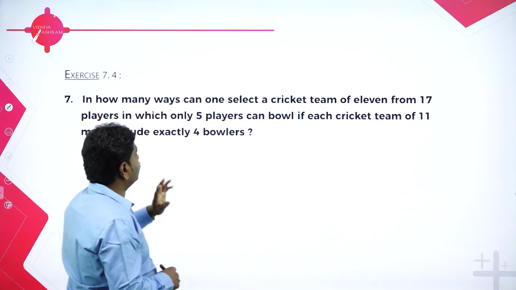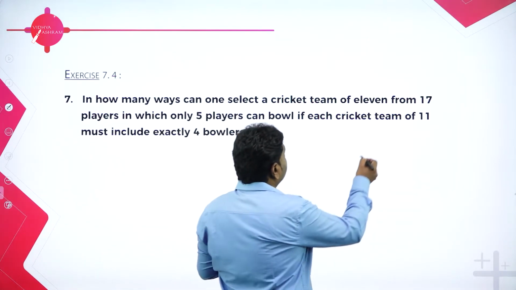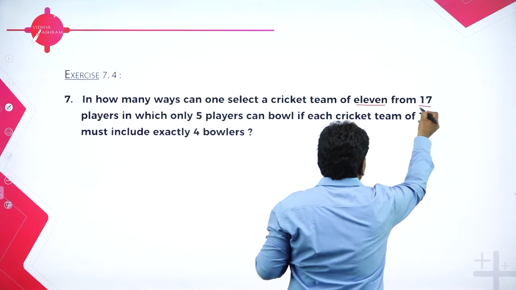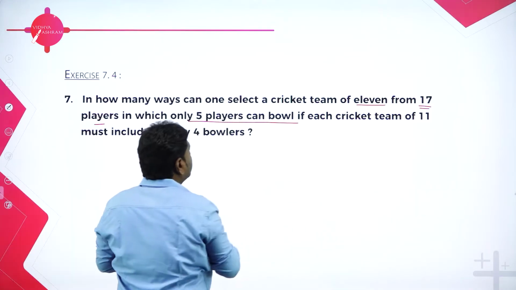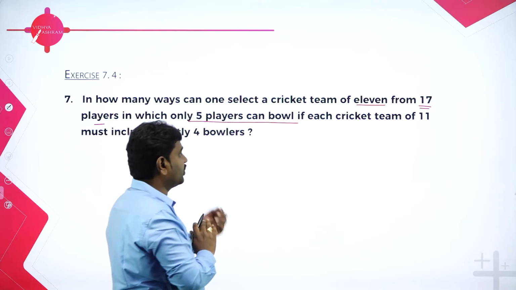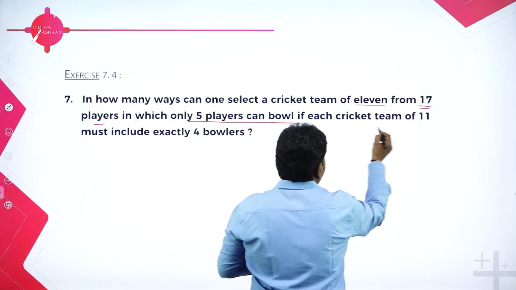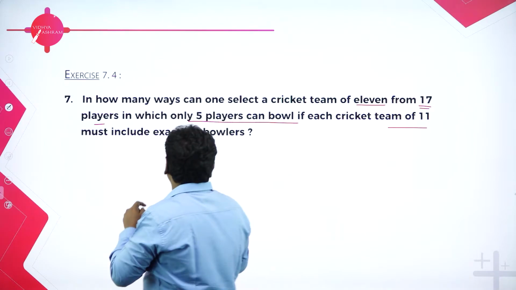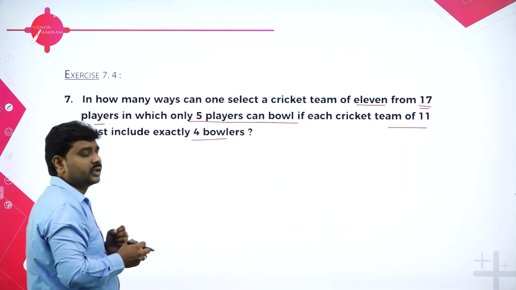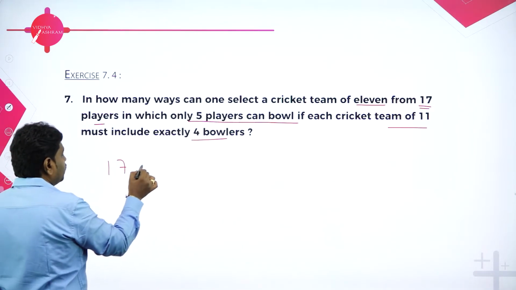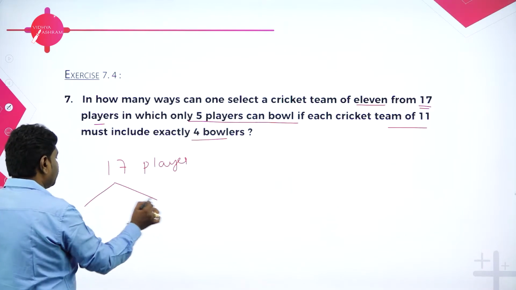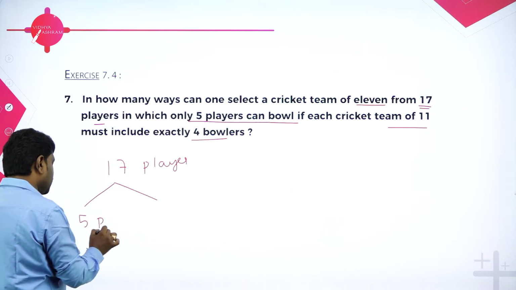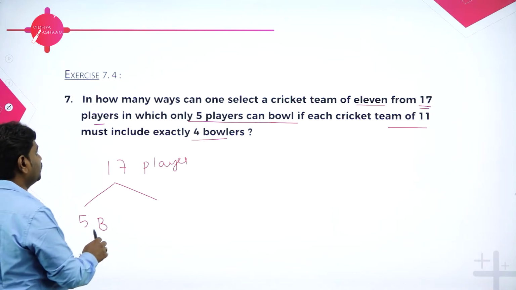In how many ways one can select a team of 11 from 17 players, in which 5 players can bowl, means 5 bowlers are there, and a team of 11 should include 4 bowlers. Same story. Say I have 17 players. How many players are there? 17 players are there. In that 17, 5 are bowlers. How many are bowlers? 5 are bowlers.